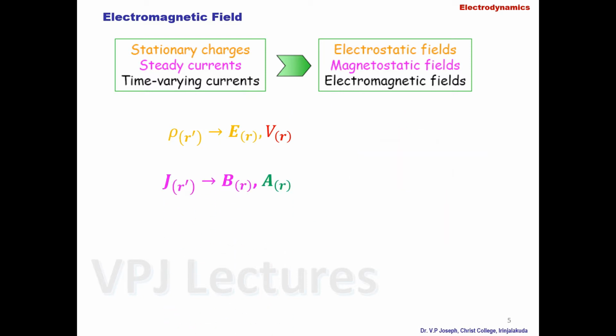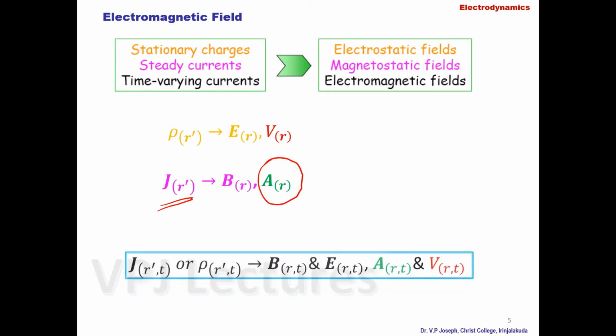In the case of magnetostatics, the source is represented at r dash with J of r dash, and the effect is at r. That is, a static current J of r dash, and the static magnetic field B of r, or the static vector potential A of r.